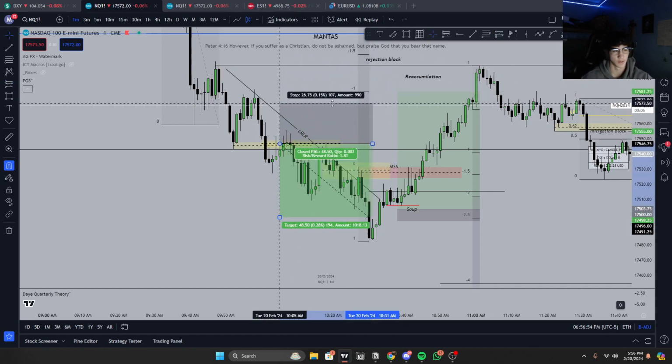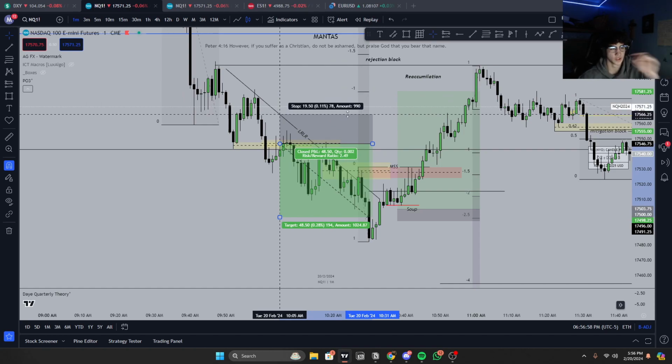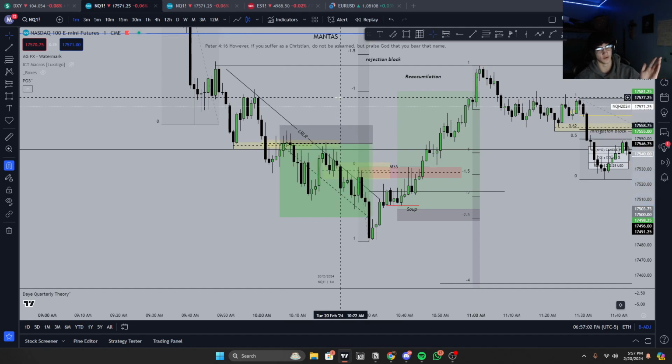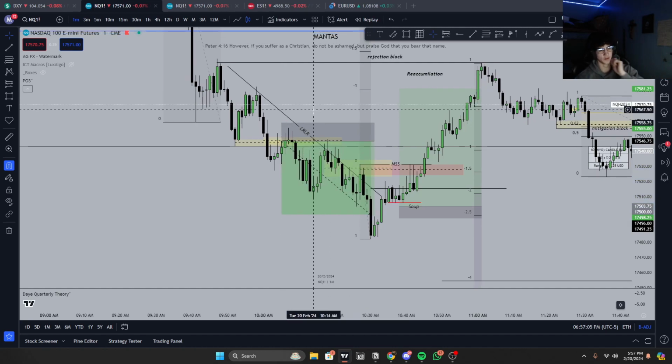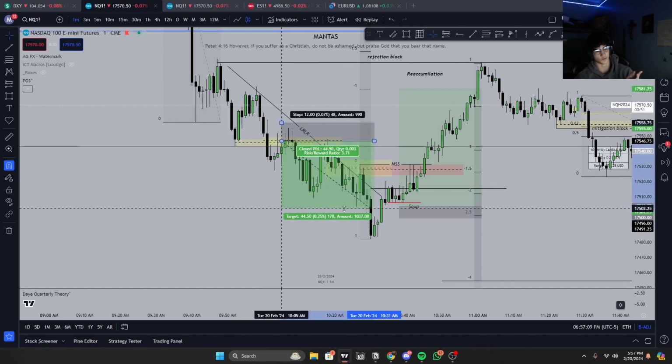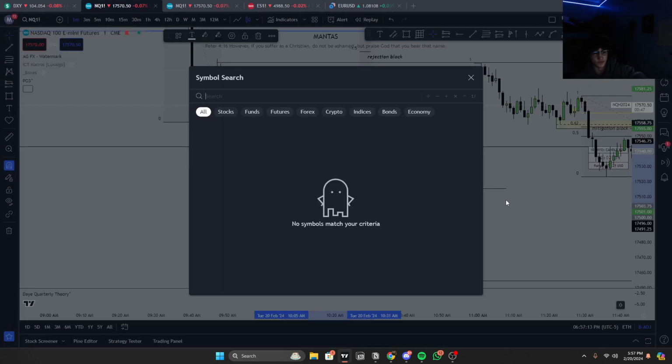Boom, you put your stop. I personally put my stop at the mean threshold of an order block. We don't have one though, so I can sometimes just do the wick right here. As long as it's under 12 handles, 12 handles max, then I'm fine with it. And what do we target? I kind of like targeting 40 handles. That's kind of the standard for me. 40 handles and I'm happy for the day. But that's just me personally.